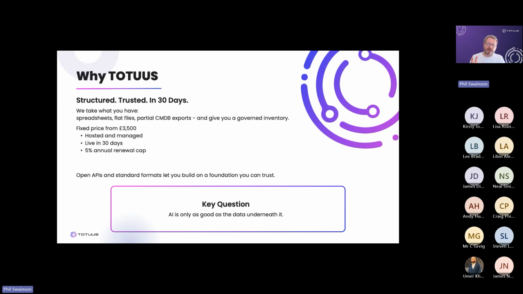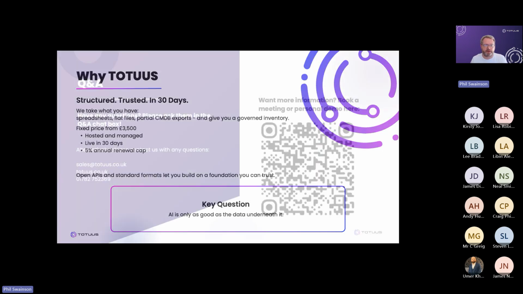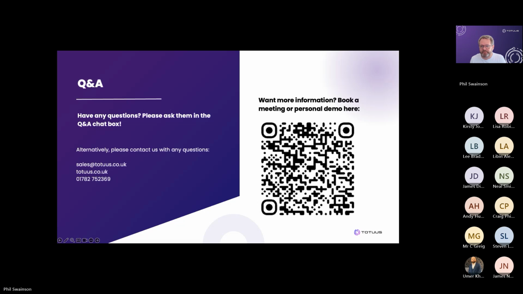But the key thing, and it's not a question, it's a statement, so my bad, is that AI is only as good as the data underneath it. So again, it's the same kind of message: governing that inventory, getting the data complete, consistent and reliable before we start saying, let's throw it into AI and see what it can do. But we certainly are surfacing what we can do with AI moving forward.